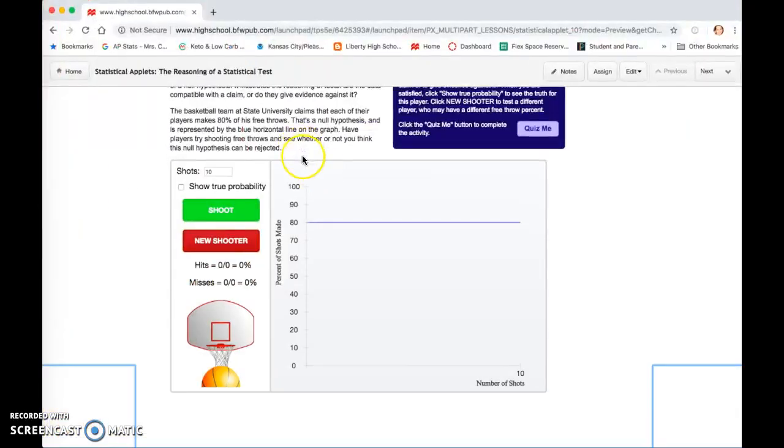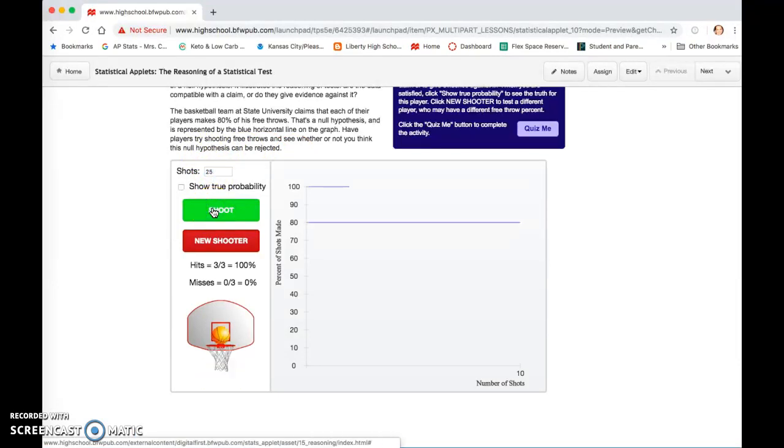And so this activity is talking about this basketball player that claims he can make 80% of his free throws. But people were kind of thinking he was exaggerating. So we can use this kind of as a test. What it asks you to do is to change your number of shots to 25 and then hit shoot. And sorry, there is no way to kind of skip the animation on this one. It takes a little bit longer.